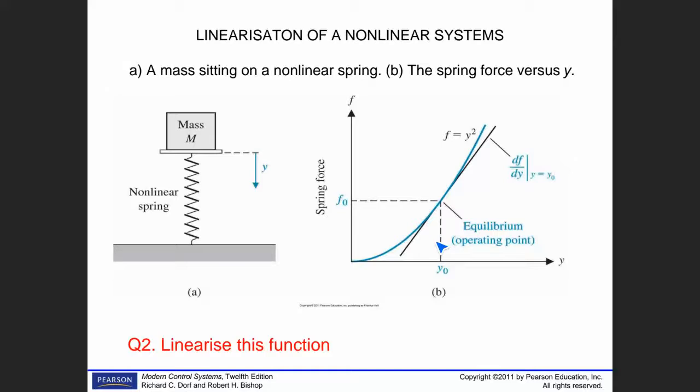For that case, we have this function, by the way, changing with respect to y. So f is equal y square. You can see that. And also we are going to obtain df dy at the equilibrium point. So I'm going to write down the linear approximation here.